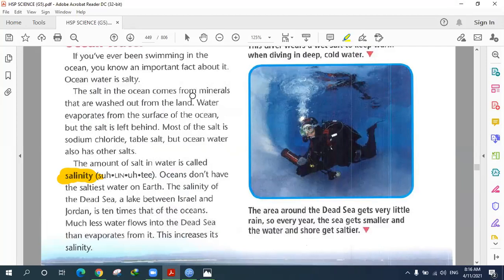One of the factors that we'll talk about in the oceans is salinity again, and it's the amount of salt in water, as we mentioned. So what is salinity again? It's the amount of salt in the water. And oceans don't have the saltiest water. It's actually the seas, not the oceans, because oceans don't have that much salt in them since they are such a huge body of water.